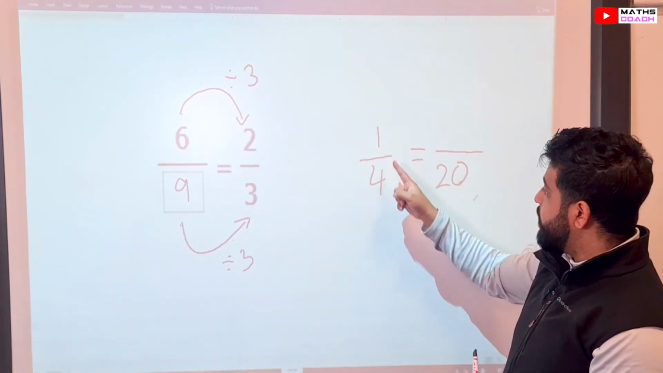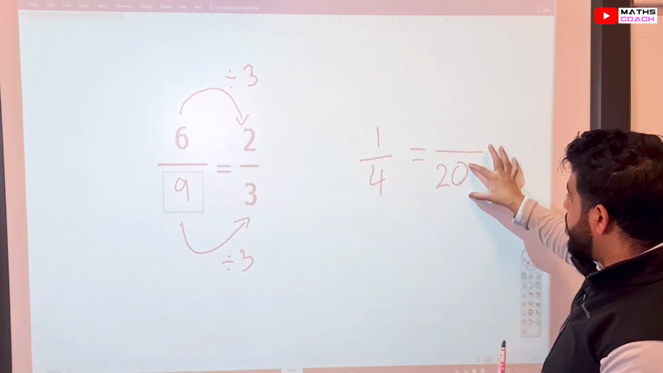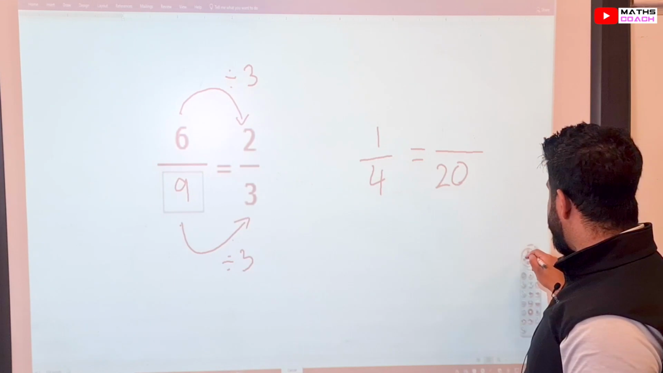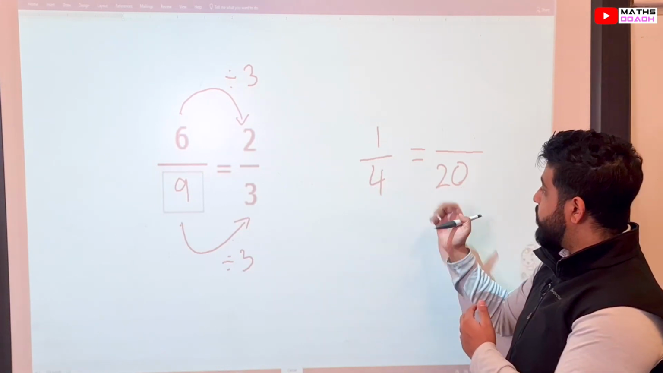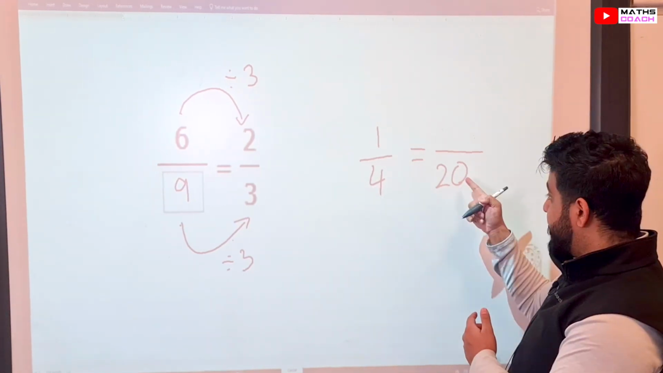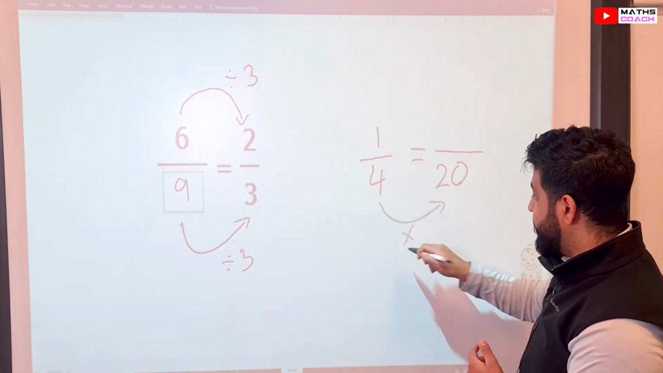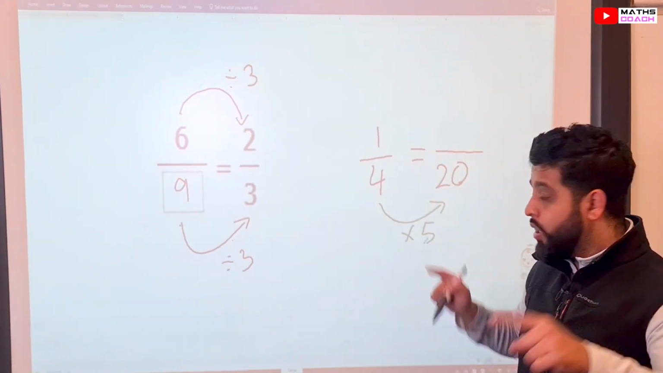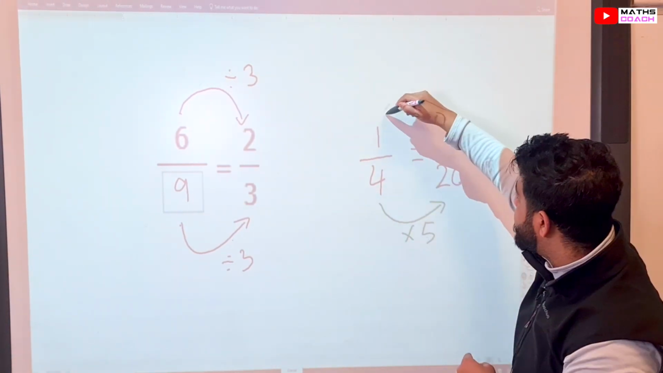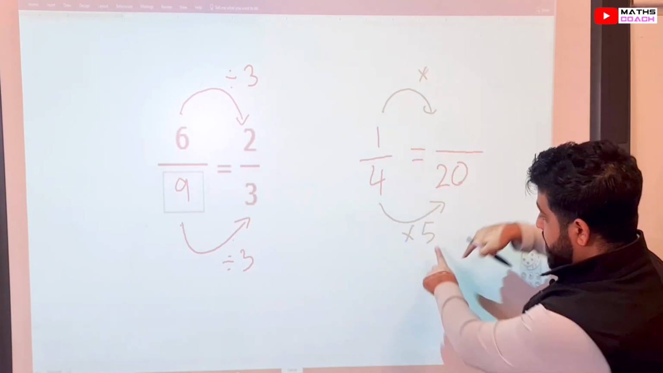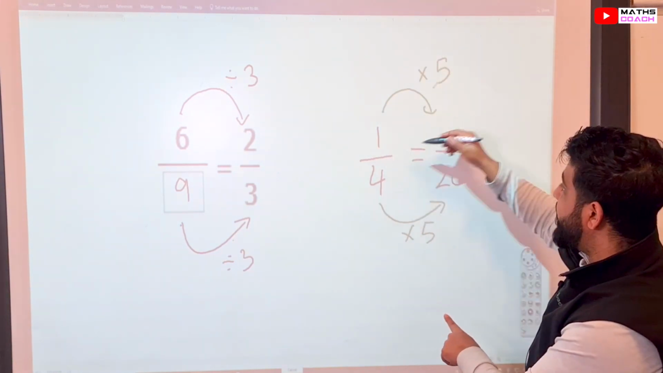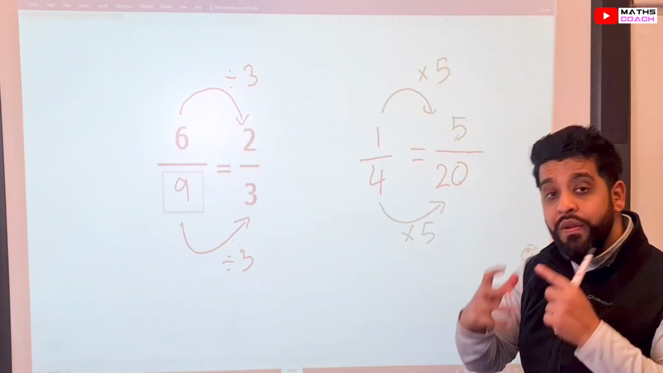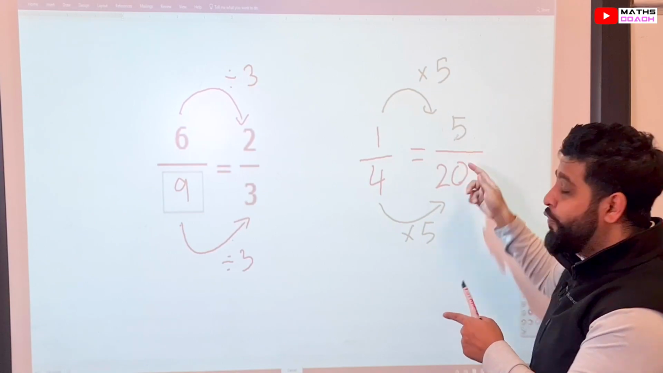So for example, if you have a look at 1 over 4 is equal to something over 20, what number would be here? We want to find the equivalent fraction. So how do we do this? We look at the relationship between 4 and 20. So obviously 4 is small, it's become a bigger number. It must have been multiplied by something. Multiplied by what? 4 times 5. So whatever we do to the bottom, we've got to do to the top as well. So 1 times 5. What is 1 times 5? 1 times 5 is 5. So 1 over 4 is the equivalent fraction for 5 over 20.